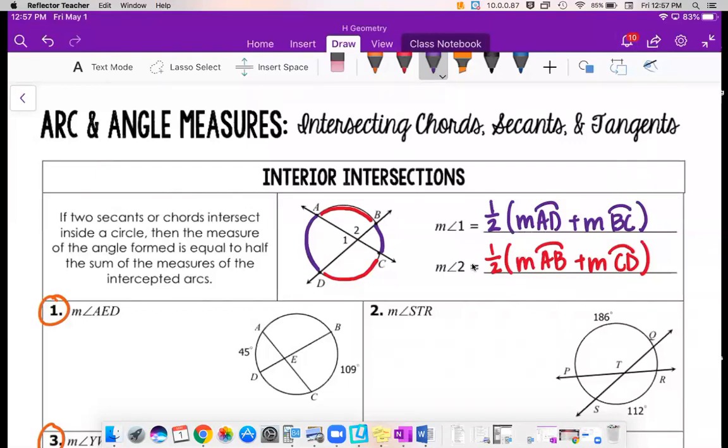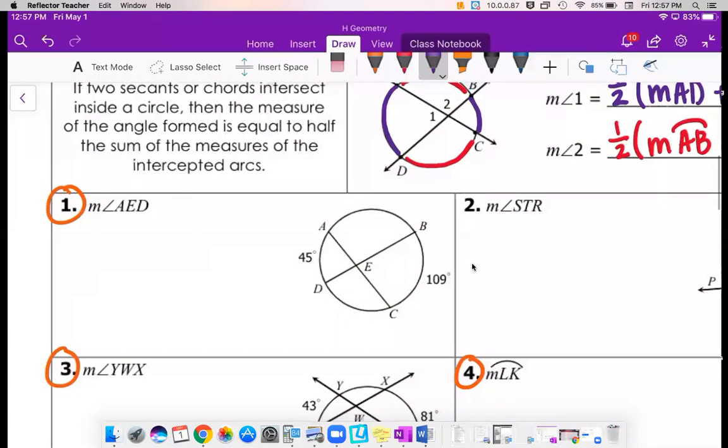So we're going to do a couple of examples together. In this one, it says find the measure of angle AED. So we're looking for this angle. Notice the intercepted arcs are this arc and this arc, because the secants are the ones that intersect your circle twice. Those are the arcs that are formed. So in order to find the measure of angle AED, you take both of those two arcs, so 45 plus 109, add them together, and then you divide by 2.